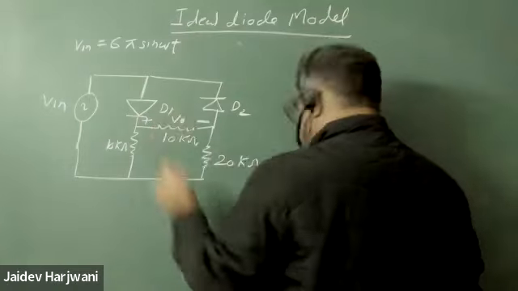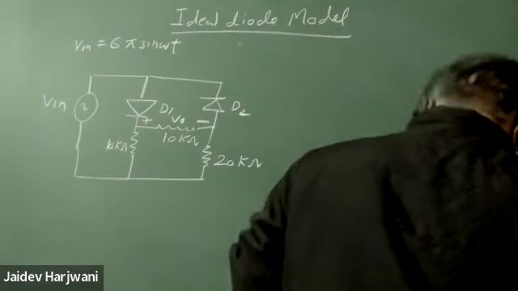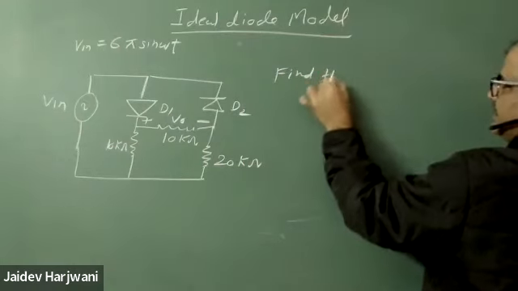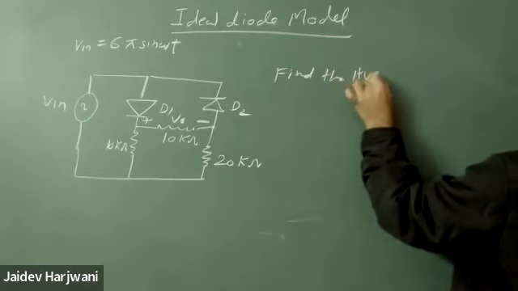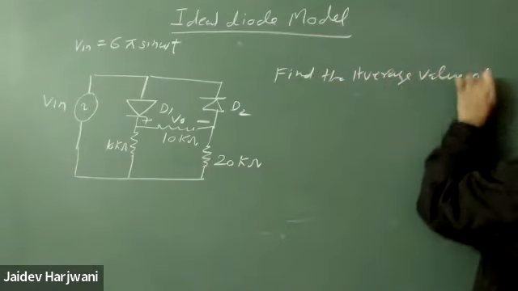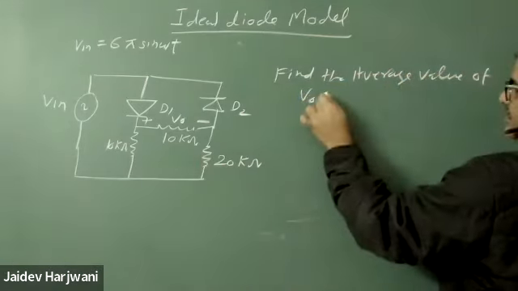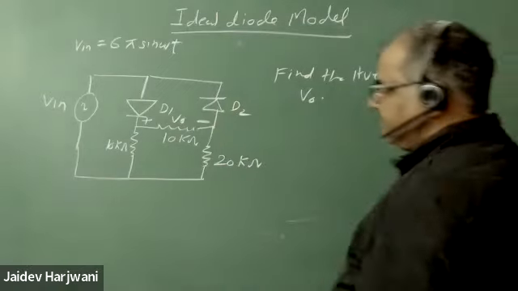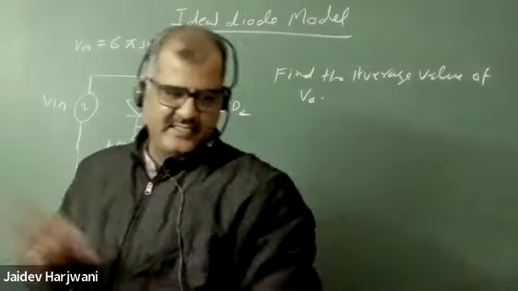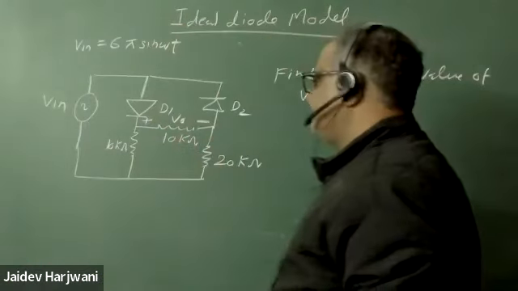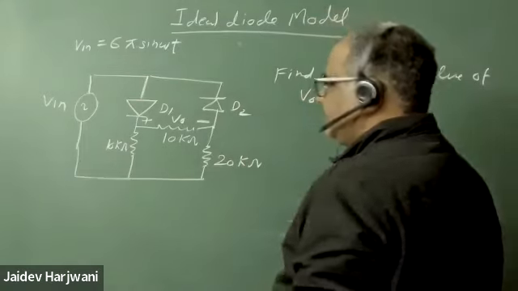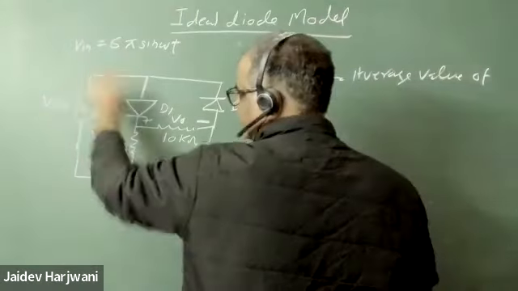So find the average value of V naught. The same thing we did in the last class. Slightly, there are a couple more resistances involved, but the method is the same. So what we can do is take a positive cycle.